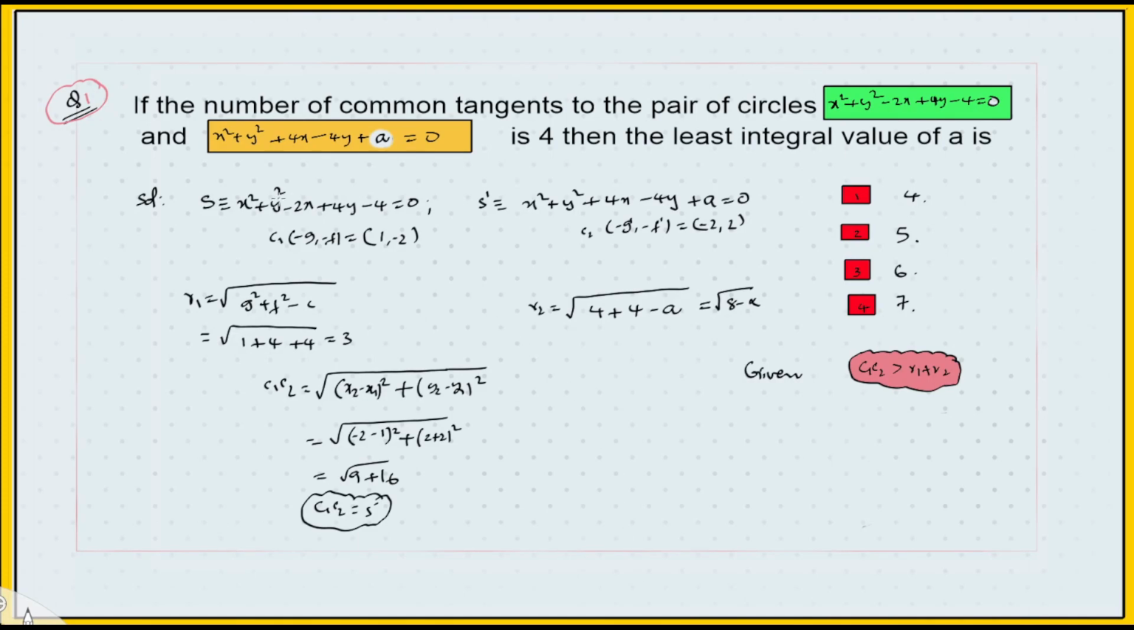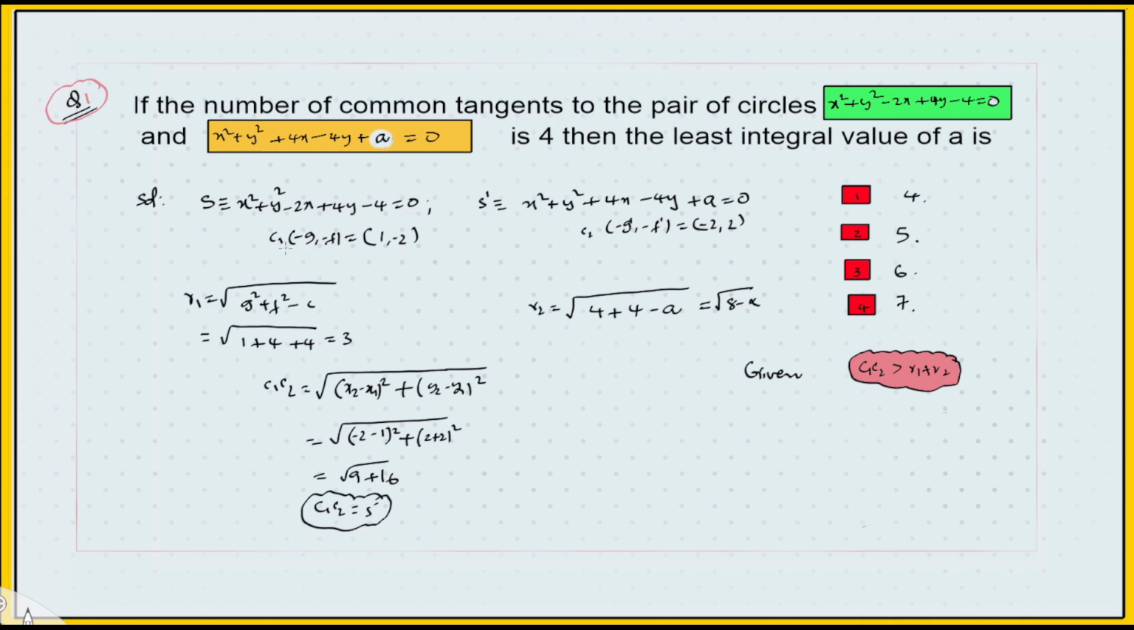Now the next question is, if the number of common tangents to the pair of circles is 4, then the least integral value of a is. Here 2 circles are given, and given that the number of common tangents is 4. If the number of common tangents is 4, the given condition is C1C2 is greater than R1 plus R2. What about C1C2? The distance between the centers is greater than R1 plus R2. So first find out R1, C1, C2.